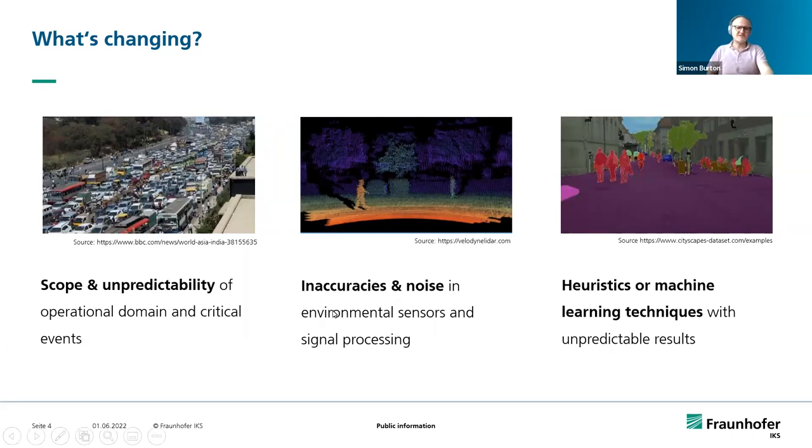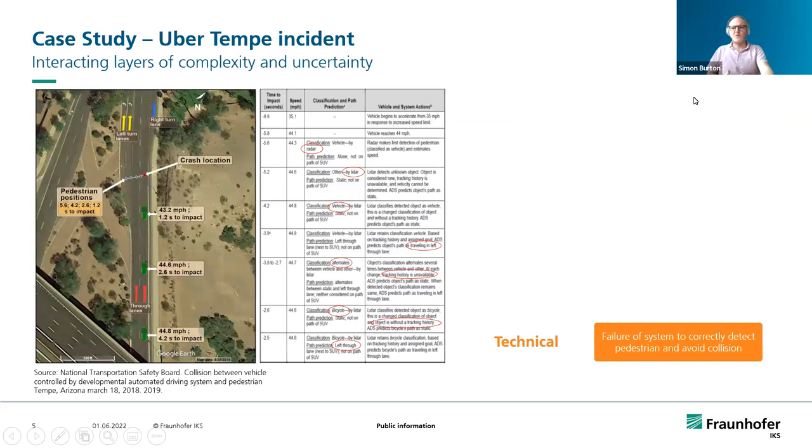To do so, I'm going to start off with an example. This example you may well be familiar with. I'm not using this example to shame the company involved, but it's just a very well documented and analyzed example. This is the example of the Uber Tempe accident, which involved a collision between a prototype automated driving vehicle and a pedestrian. And what you can see here from the accident report from the NTSB is basically an analysis of what happened in the seconds leading up to the crash.